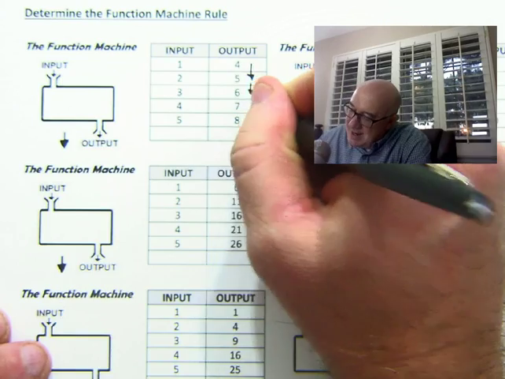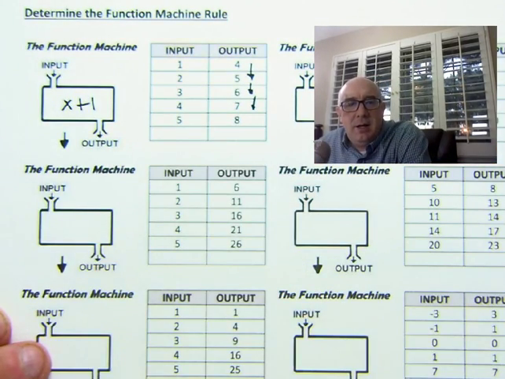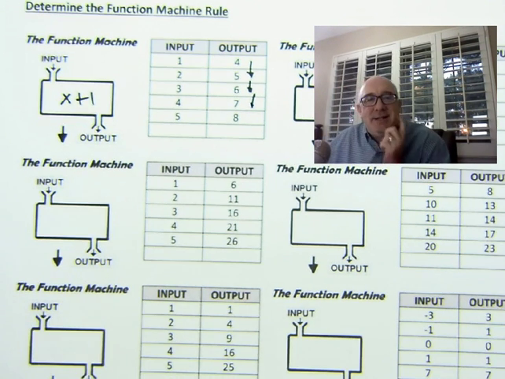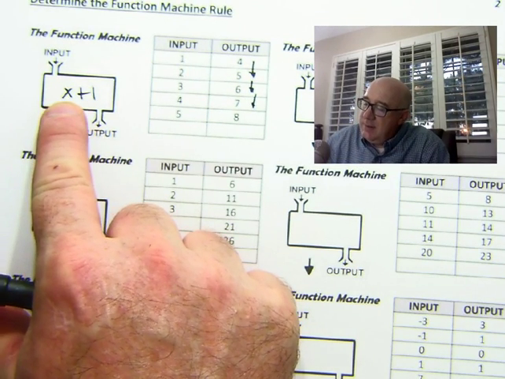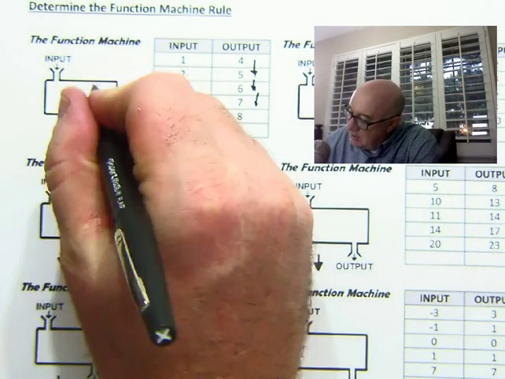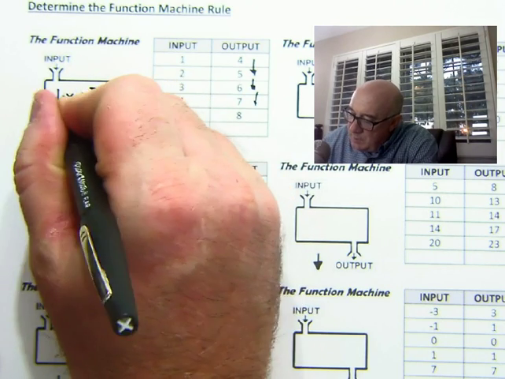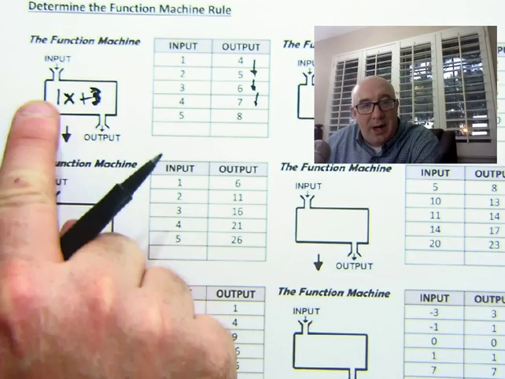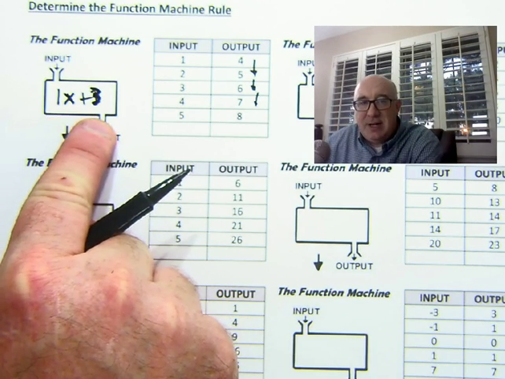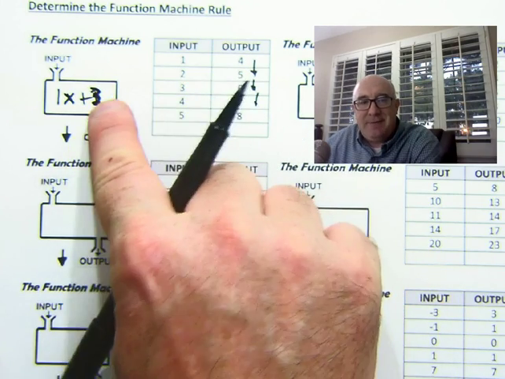1, 1, 1. That's easy. Wait a minute. Not that easy. So it is increasing by 1, but if I put in my 1 there, I get 2. Wait a minute. So I actually need this to look like this. The constant change of 1 is here, and then I increase by 3. So if I put in a 1 now, I get 4. If I put in a 2, I get 5.